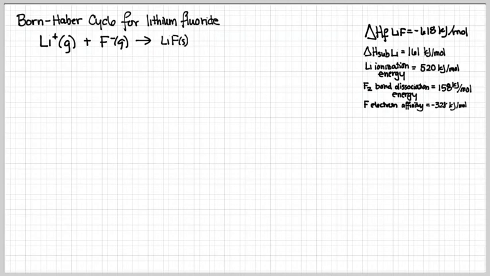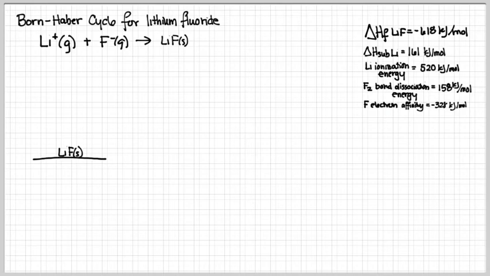Now, the Born-Haber cycle is really an application of Hess's law, but sometimes we represent it graphically. So I'll show you that here, and then I'll show you the Hess's law version. For our graphical version, we can start by drawing a line for lithium fluoride as a solid.